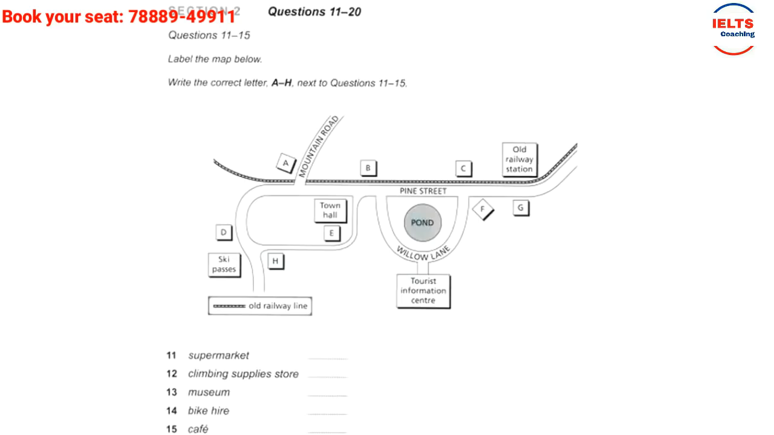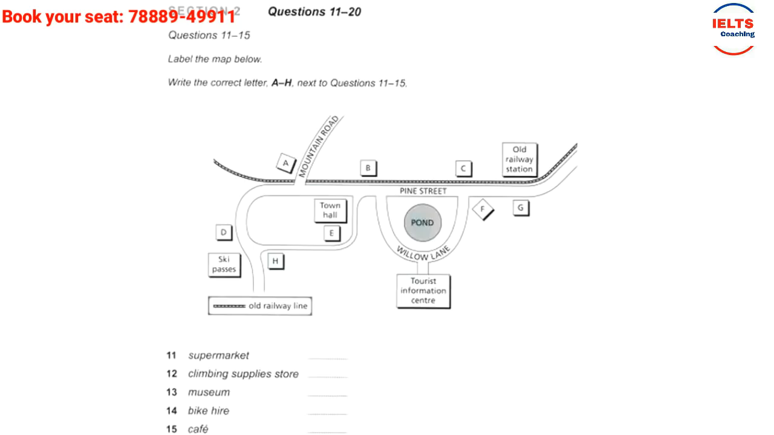Next question is climbing supply stores. So another good thing about listening is that questions come in sequence. Since we have figured out where the supermarket is, now we will definitely be looking for the climbing supply stores. It cannot talk randomly about the different places. Let's go ahead and try to answer question number 12.